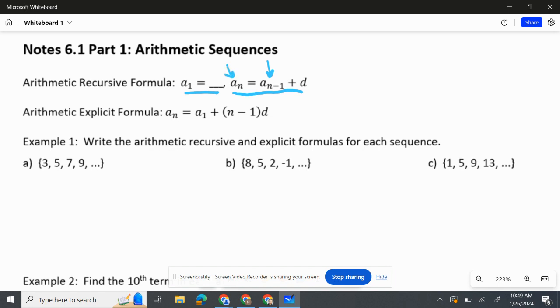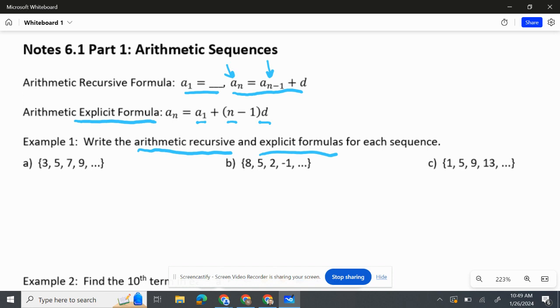Now, the explicit form, this is the one that we're going to use the most. It's finding our nth term. And so we have our first term, this is how many terms, and this is the common difference. So what we're going to be doing is writing an arithmetic recursive and explicit form.